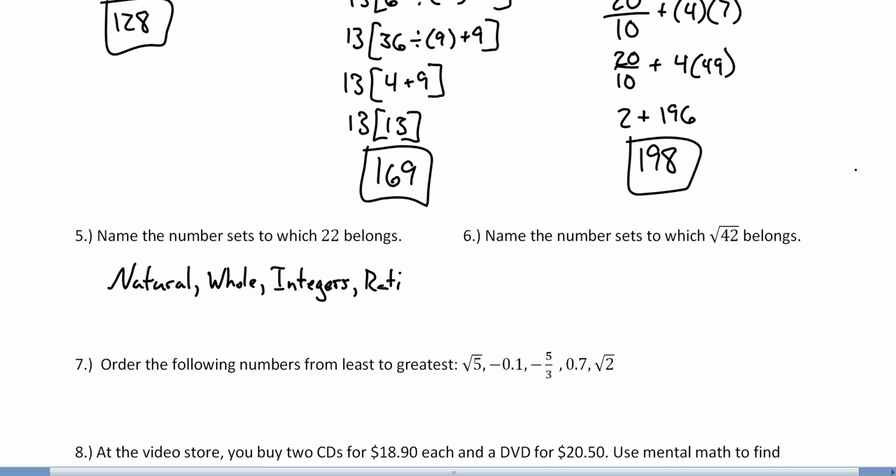So the smallest set is the natural numbers. And of course, it's a real number, but we only deal with real numbers, so we don't need to list that right now. Okay. Next one, same kind of thing. When you look at this, because it's a square root, anytime you have a square root where you can't take that square root nicely, it means you're going to get a never-ending, never-repeating decimal, which means this one is going to be an irrational number.